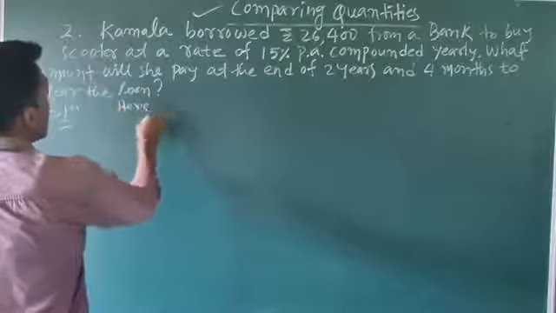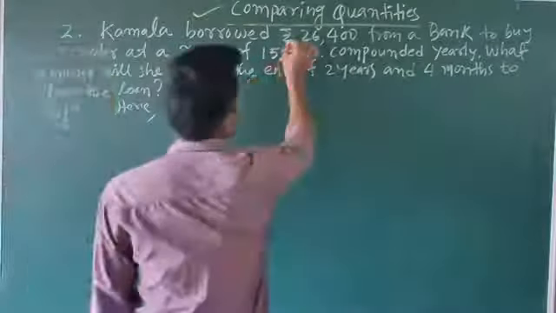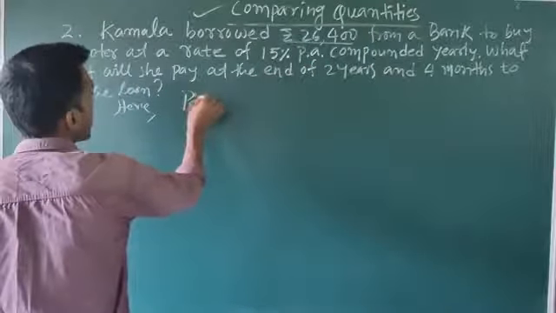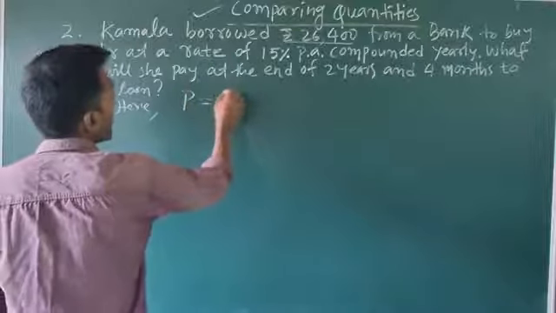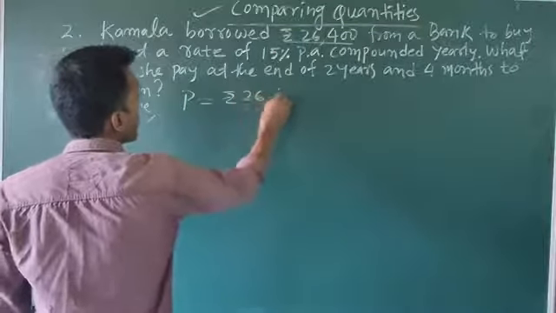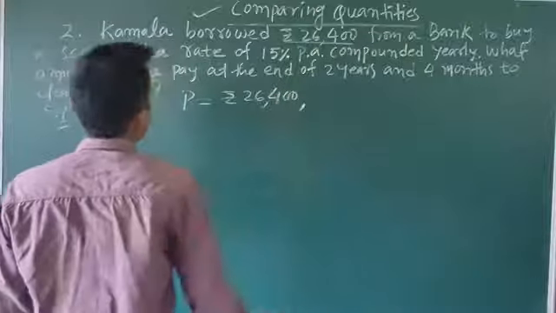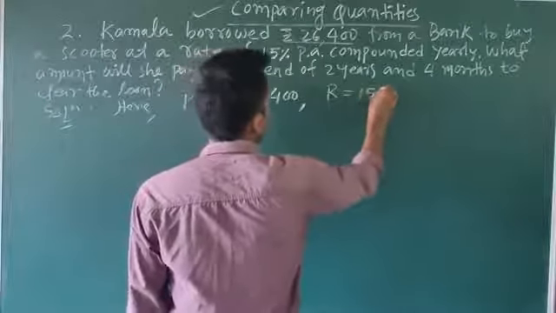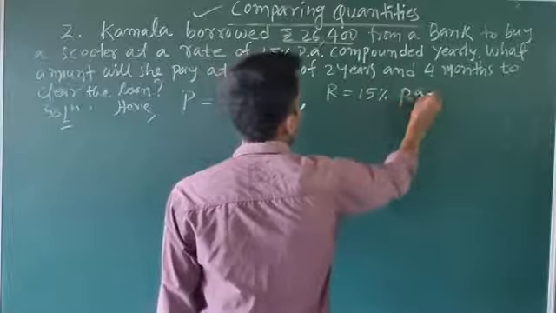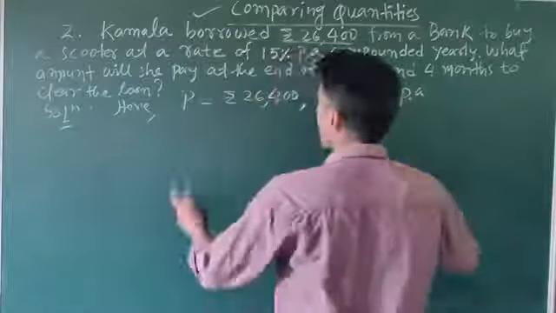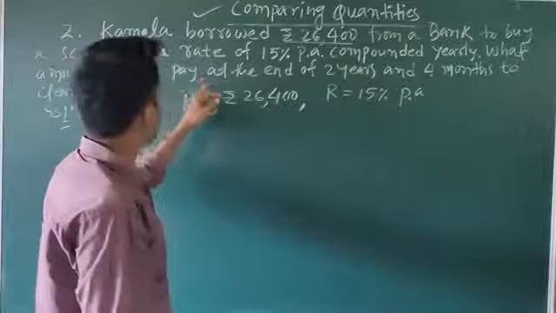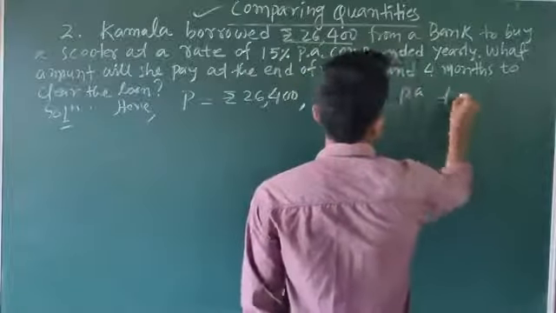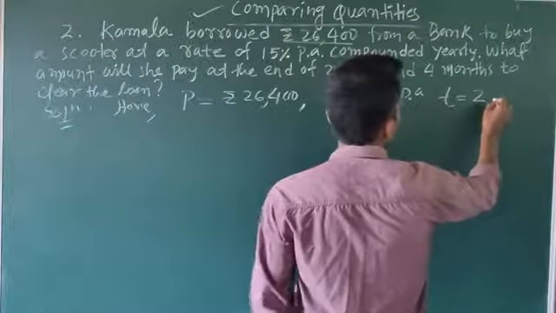So first, what are the data given here? Principal: how much did she borrow from the bank? 26,400. So the principal amount is rupees 26,400. Rate of interest is given as 15% per annum. Time: she will pay the amount at the end of 2 years and 4 months. Time is 2 years 4 months.